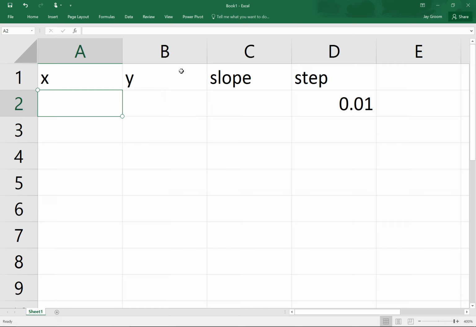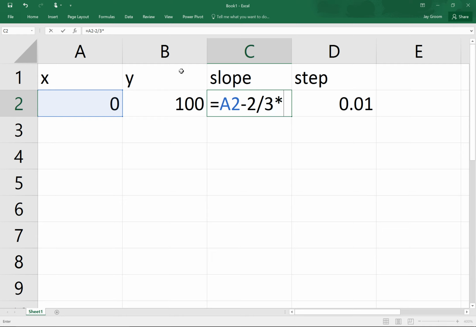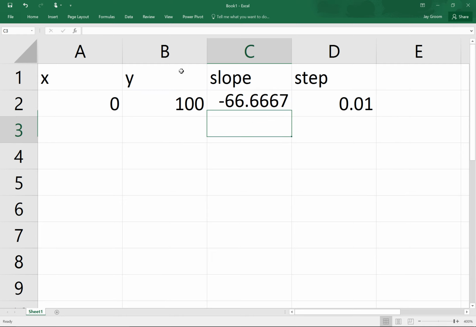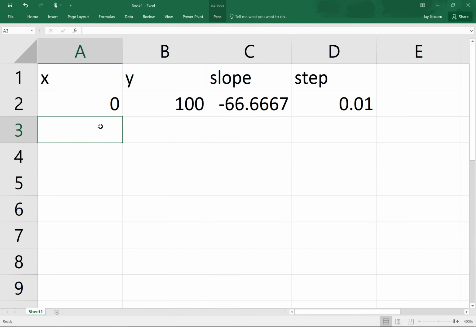Initially we're at 0 and 100. My slope equation was equal to x minus 2/3 times y. Bam, nice. Now we're just going to count by the steps, so it's going to be where I started from plus the step. If I do it this way, I don't have to name it, but I have to use the dollar signs.